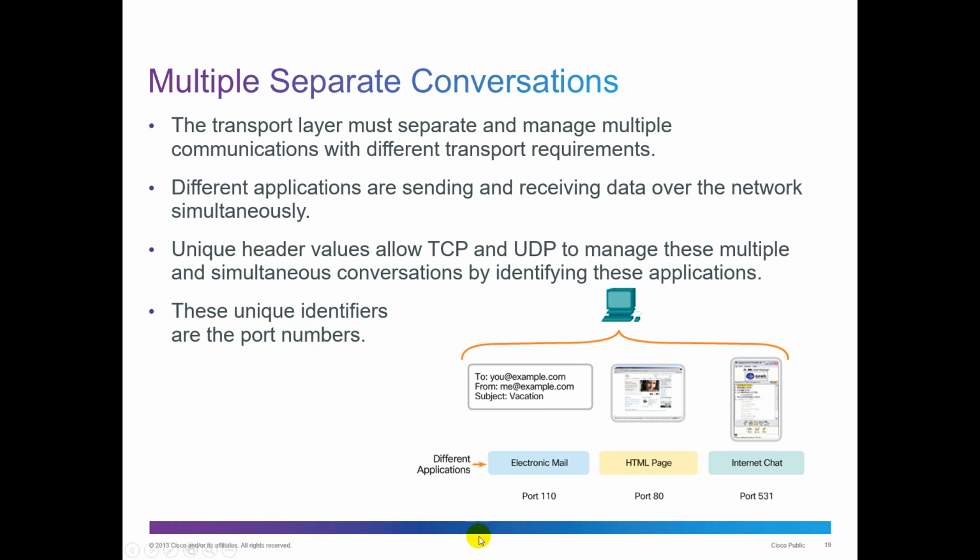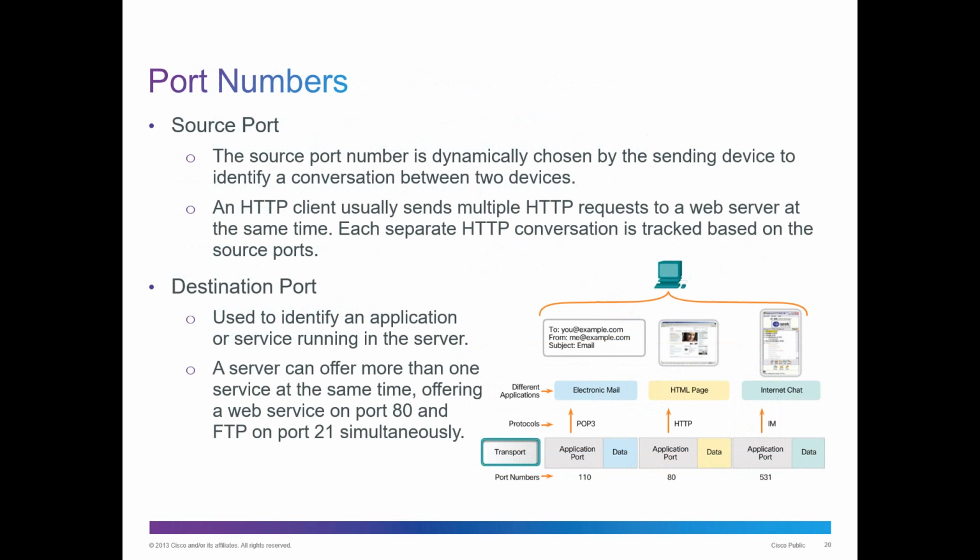Okay. For instance, we have electronic mail, which is port 110, HTML, port 80, internet chat, port 531. I think that's an AOL Instant Messenger window. Nobody uses that anymore. Anyway, you do have different ports that your information will be heading into, and that's how you can manage multiple separate conversations through different port numbers, or at least that's one of the ways that you're able to manage those multiple separate conversations.